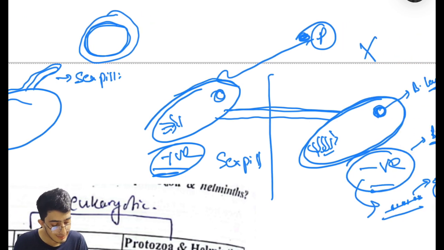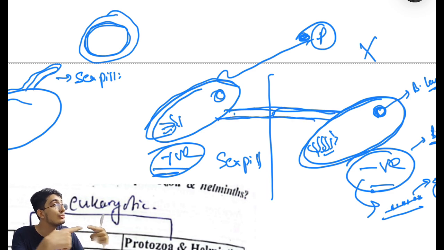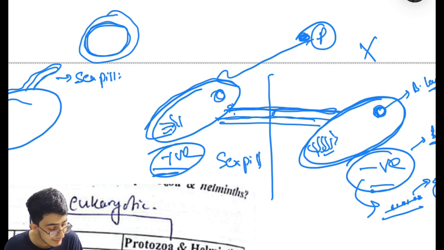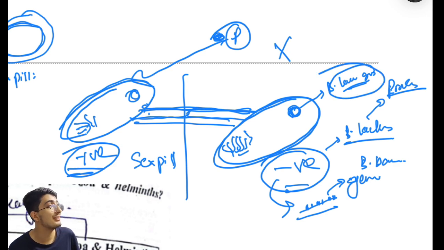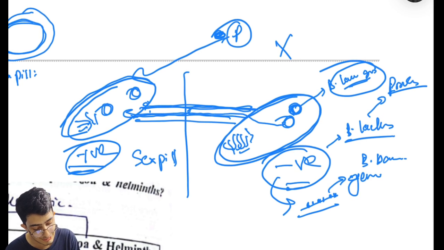The sex pili of the gram-positive bacteria and the sex pili of the gram-negative bacteria join together and make a tunnel. From this tunnel, a part of the plasmid of the gram-negative organism, which contains the genes for beta lactamase, goes through. This plasmid makes a copy of itself.